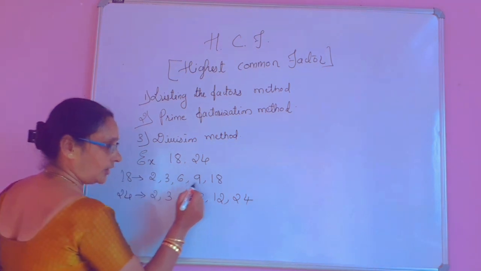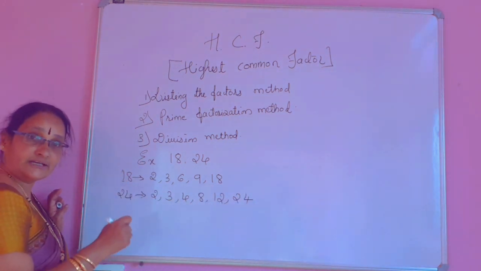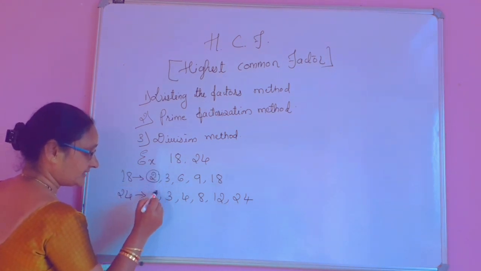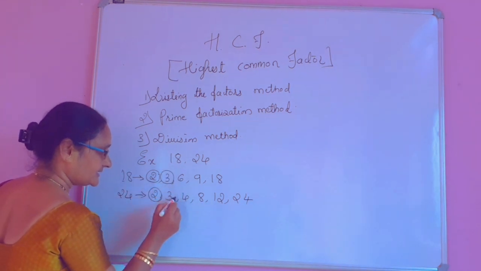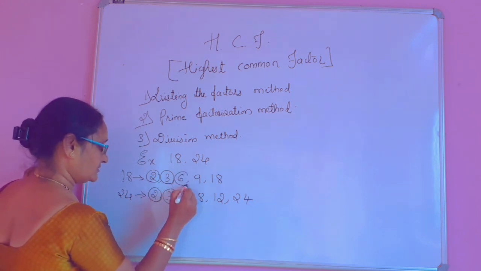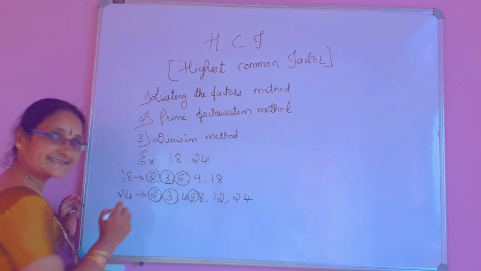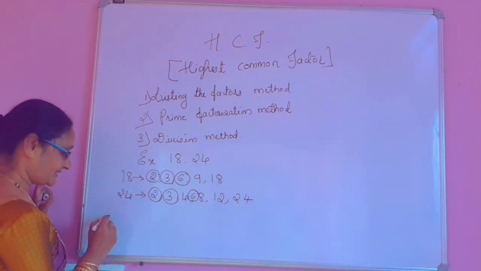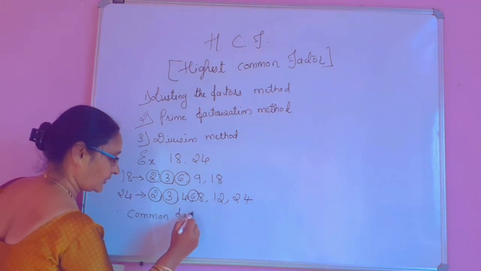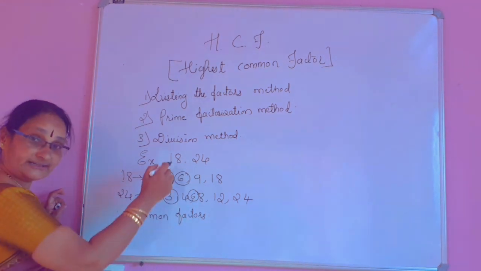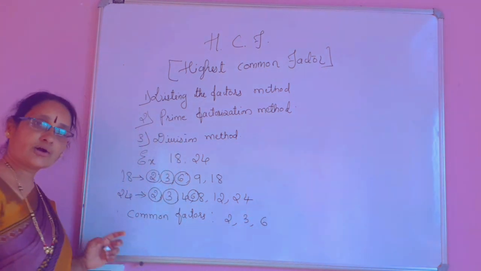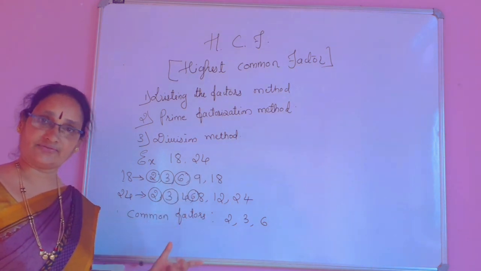Now, we have to observe all these factors and find out the common factors among those. Which are the common factors? See now. Here also 2 is there, here also 2 is there, here also 3 is there, here also 3 is there, here also 6 is there, here also 6 is there. So therefore, we have to write here common factors. Which are the common factors among these two? 2, 3, 6 are common factors among these two sets of numbers.